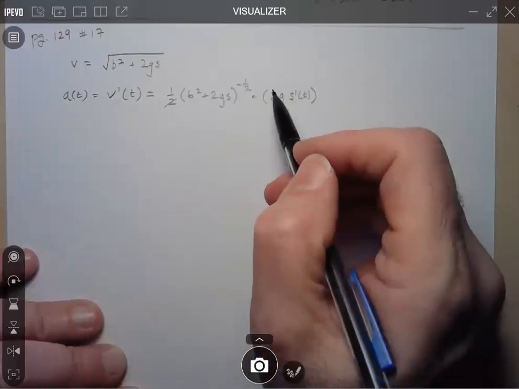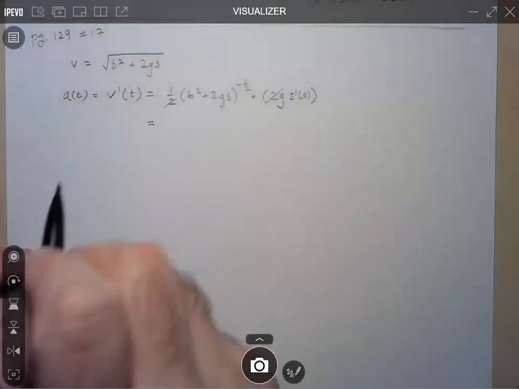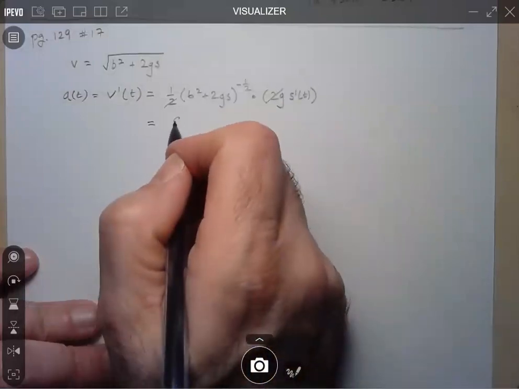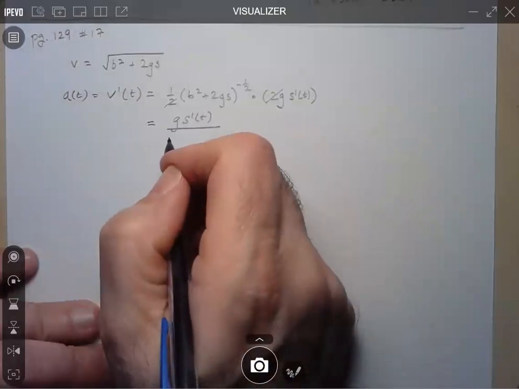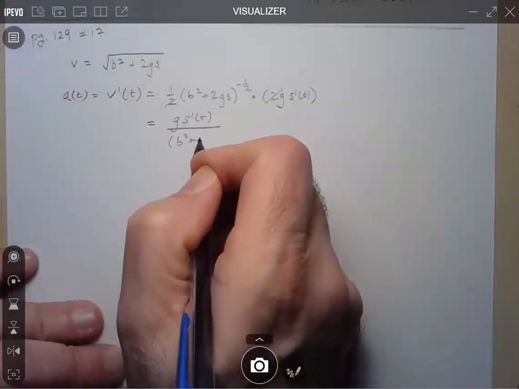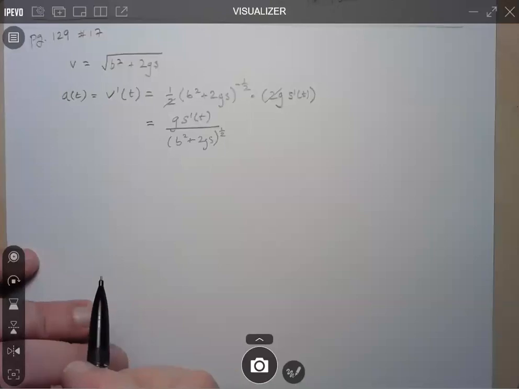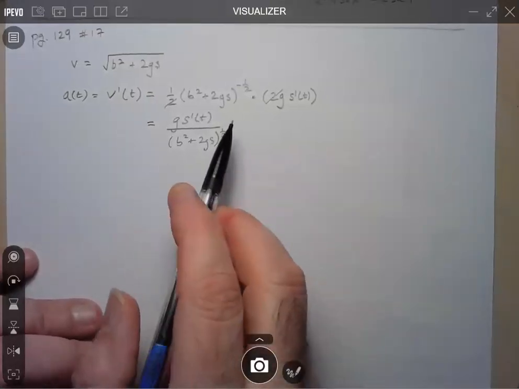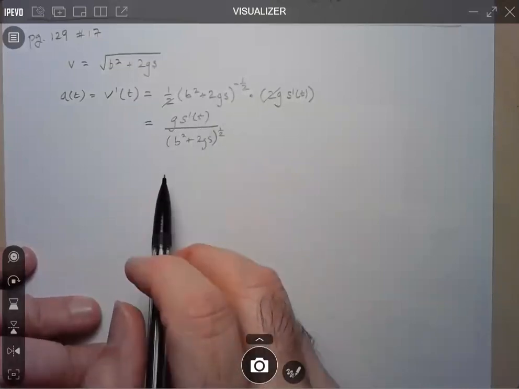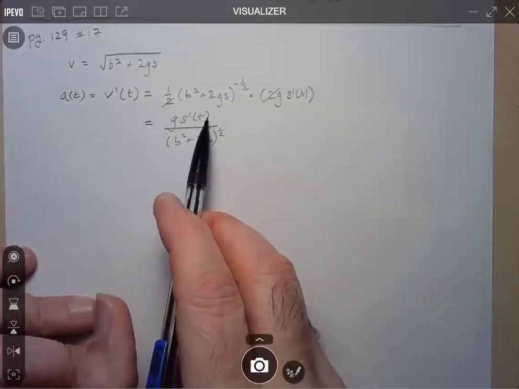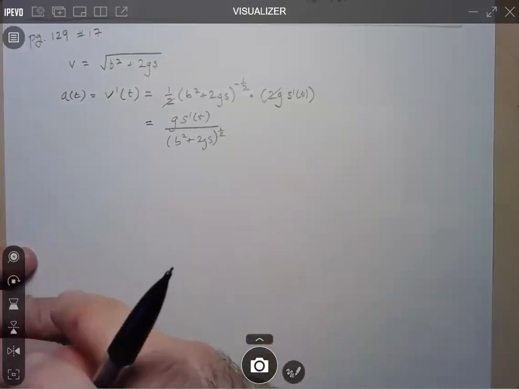Well, the 2 here cancels out with the 2 there. Here I have a negative exponent, so this is going to go to the denominator. So the only thing I'm left with in the numerator is g times s prime at t. Okay, and in the denominator we have b squared plus 2gs to the 1/2 because of that negative exponent. But it's not clear yet that this is going to be a constant. But what is s prime at t equal to? Who's going to remind me what s prime at t represents? The derivative of s with respect to t. Can anybody remind me what that's equal to?